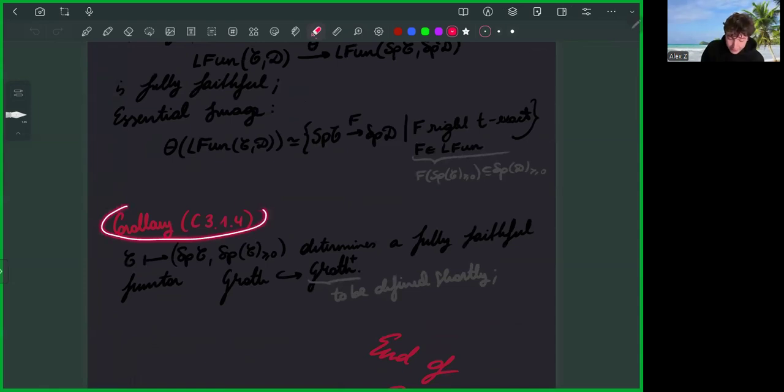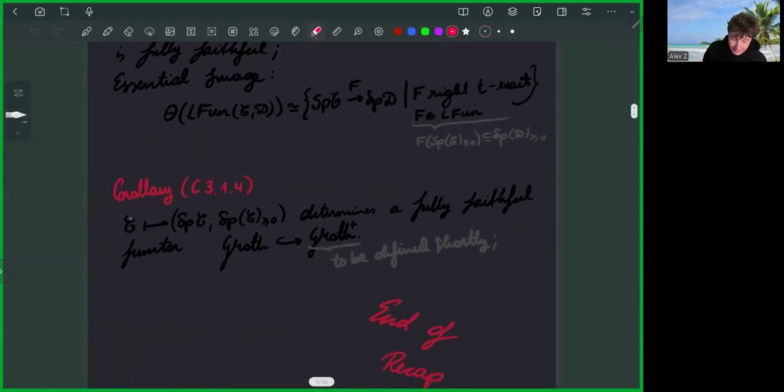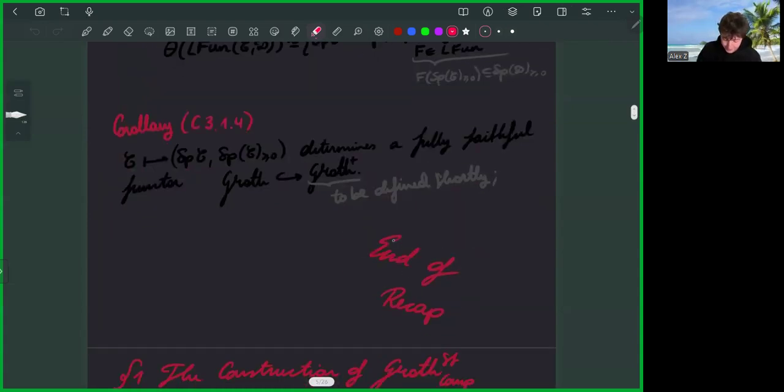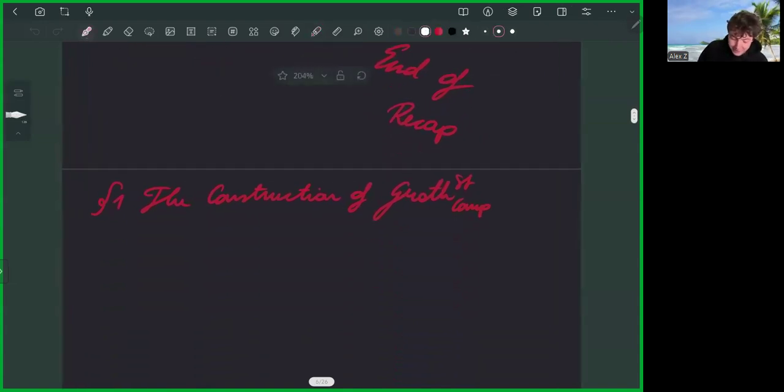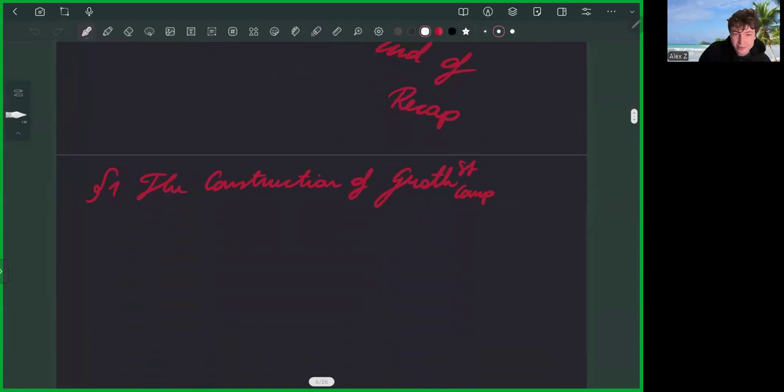And then there is a corollary that doesn't make sense yet, but will make sense in a bit, namely that this assignment of C to Sp(C) and then the connective part of Sp(C), which is just C, determines a fully faithful functor from Groth into something called Groth plus. This will be defined shortly. Okay, so this is the end of the recap. And now let me actually start writing, and I will write in white because maybe it's more visible.